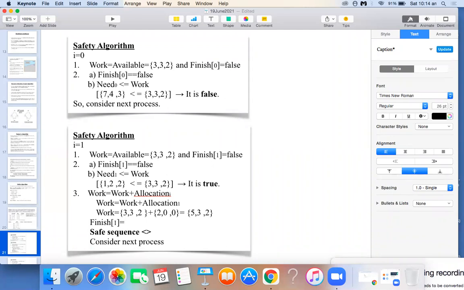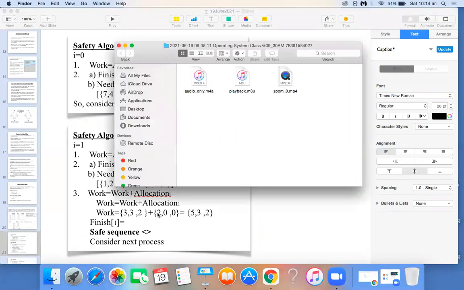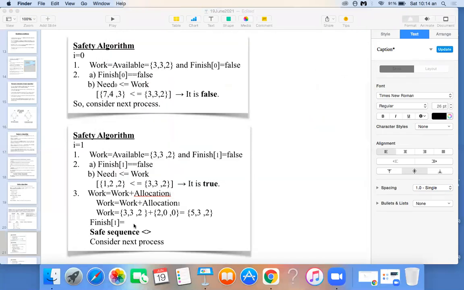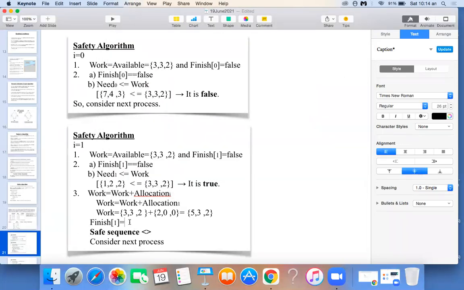After that, what we have to do? We have to make that process as completed, correct? Once you allocate the resources, that process will complete its execution. So what we have to make? We have to make finish as true, correct? So that's why we are writing here TRUE. That's it. Is it clear whether we are solving it according to the algorithm?